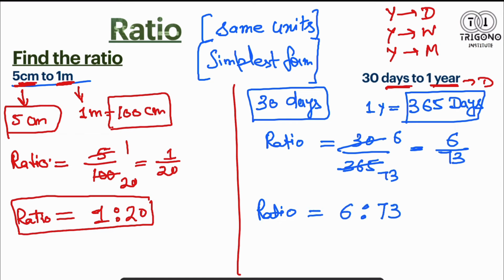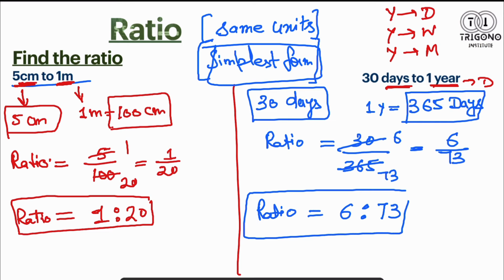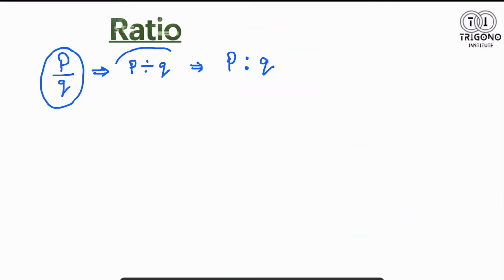Now I was talking about the simplest form of the ratio. What is simplest form? When you have a ratio like 1 ratio 20, you can see we cannot solve this further. Ultimately my numerator and my denominator are co-prime numbers. They should be co-prime numbers. Only in this case will your ratio or any fraction be in simplest form. The fraction, the division and the ratio are all the same.